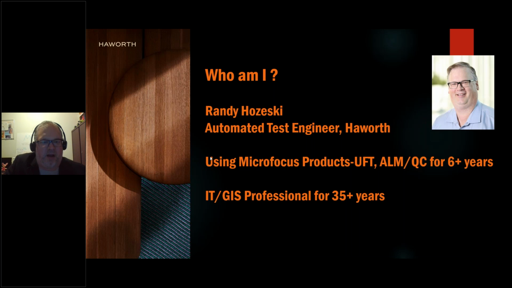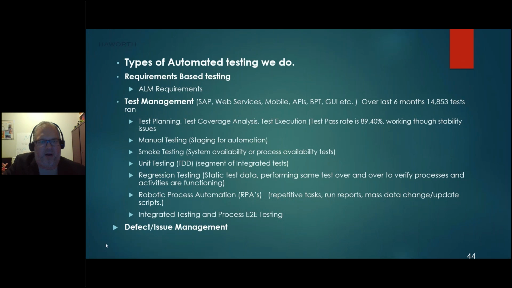Slide a little bit about myself. I've been doing it for about 6 years, but I've been in the IT and GIS business for about 35-plus years. So I consider that a long time. So I've watched a lot of the changes go through in automation in a long time. So this slide just kind of is a quick overview of the kind of testing that we do. We do, of course, the smoke testing and the unit testing, regression testing. There's manual in there, and the integrated testing on the bottom too.